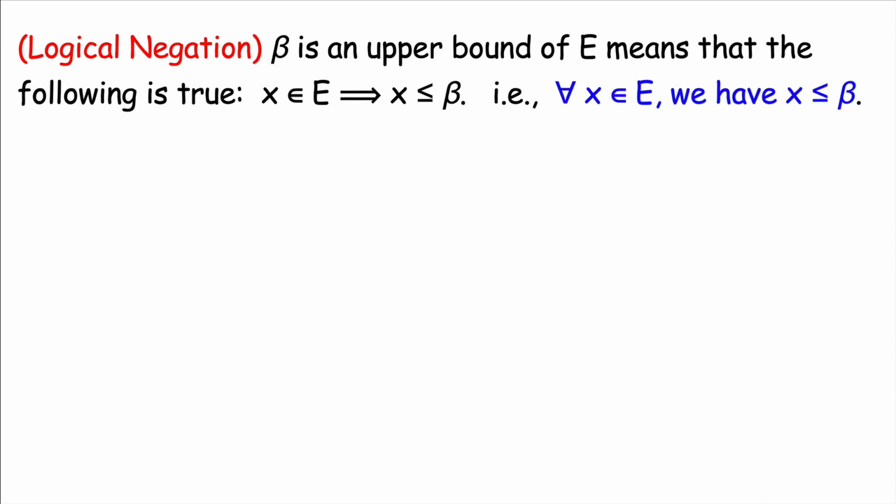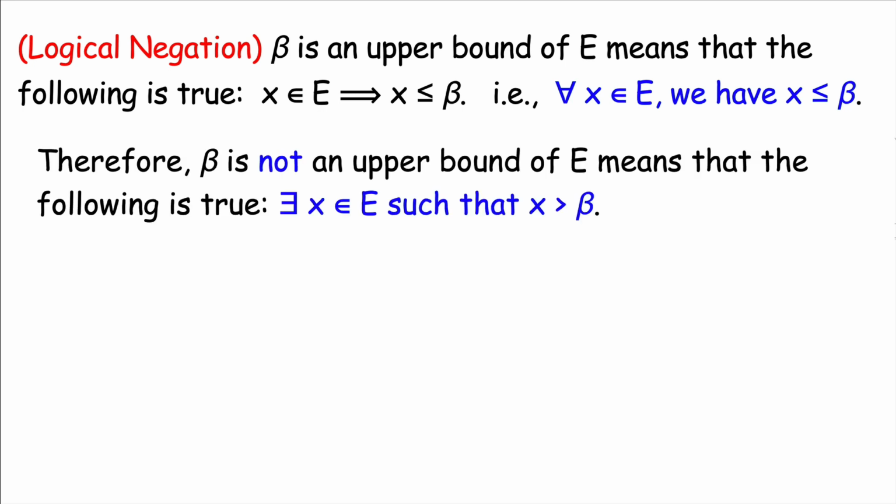This is now a good point to just take a minute and talk about the logical concepts that I talk about in my article at infinityisreallybig.com, logical negation and logical contrapositive. Beta is an upper bound of E means that the following is true. x being in E implies that x is less than or equal to beta. You can also say that in this way. For all x in E, we have x less than or equal to beta. The upside down A is called the universal quantifier. Think of it as shorthand for the phrase for all.